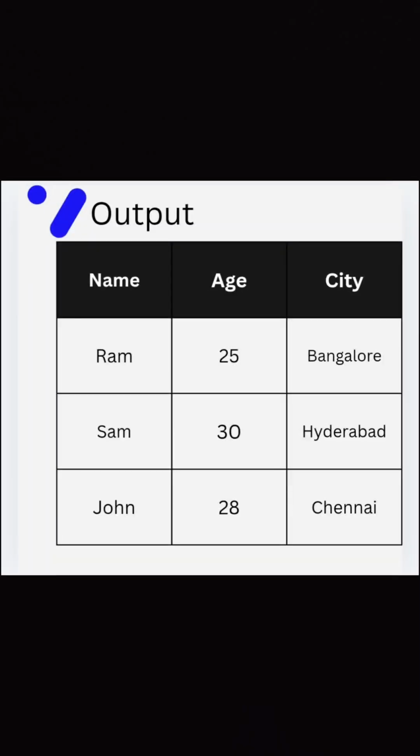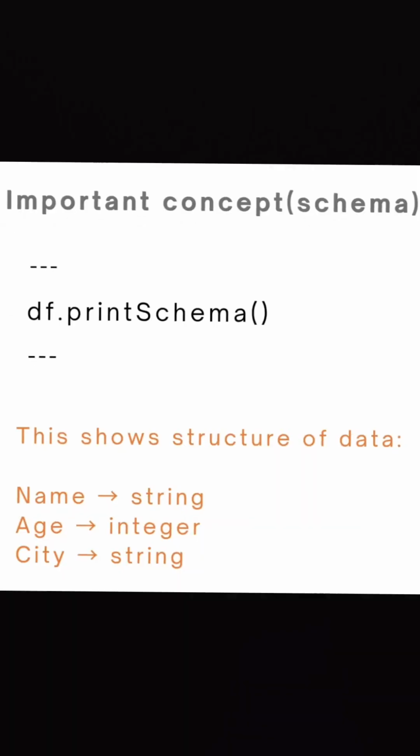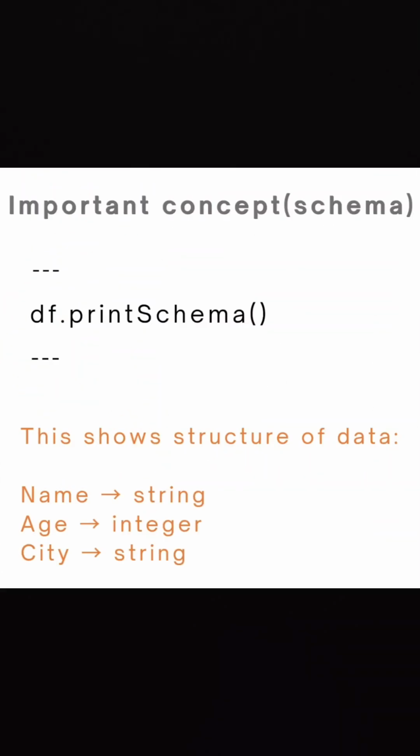Now we can see the results. Rows are records, columns are fields. This is your data frame. And we need to note down one important concept, that is the structure of data. Name is string, age is integer, city is string. So schema is nothing but the structure of the data frame.